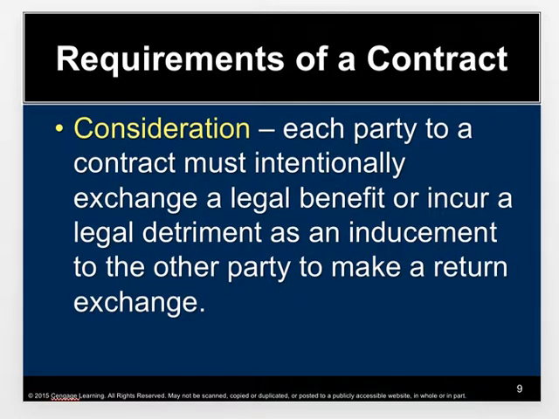The next thing you need, so you start off with mutual assent. Mutual assent is pretty easy. I mean, you either have it or you don't for the most part. The next element is called consideration. Each party to a contract must intentionally exchange a legal benefit or incur a legal detriment as an inducement to the other party to make a return exchange.